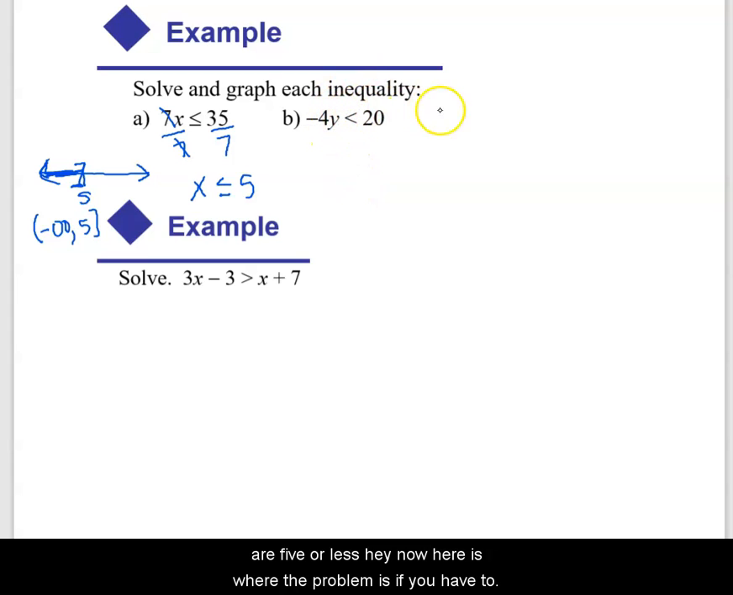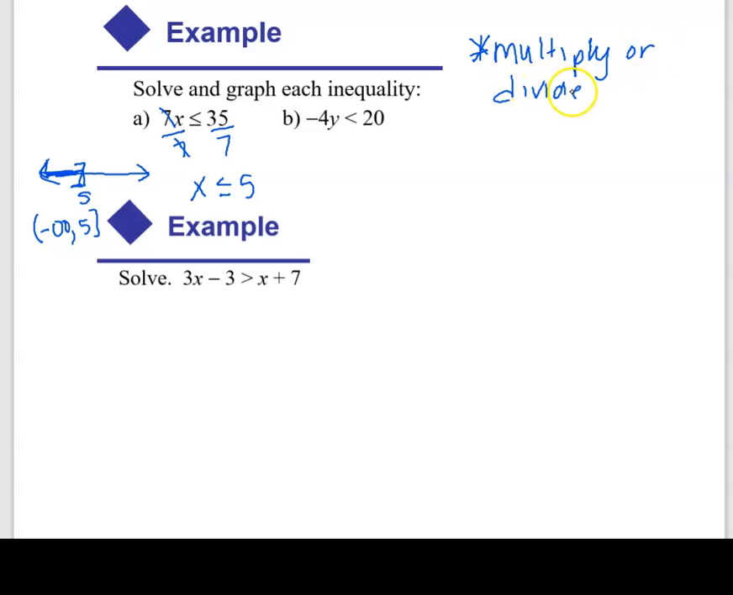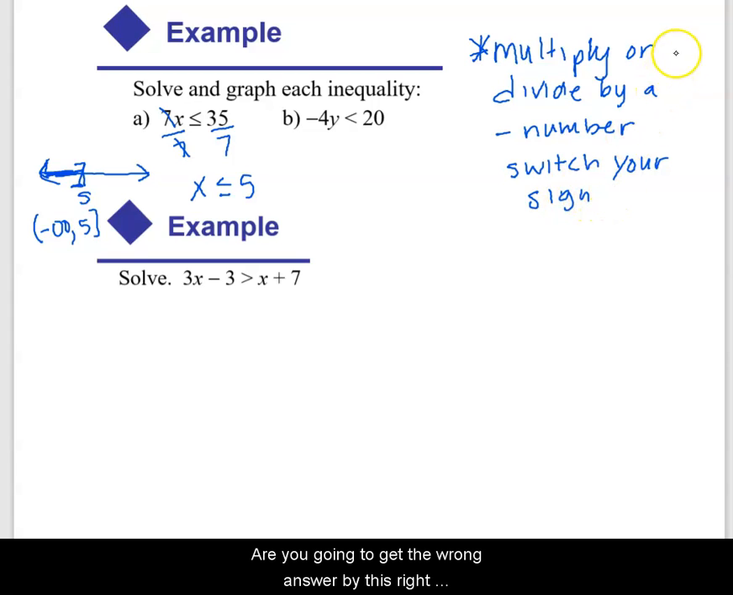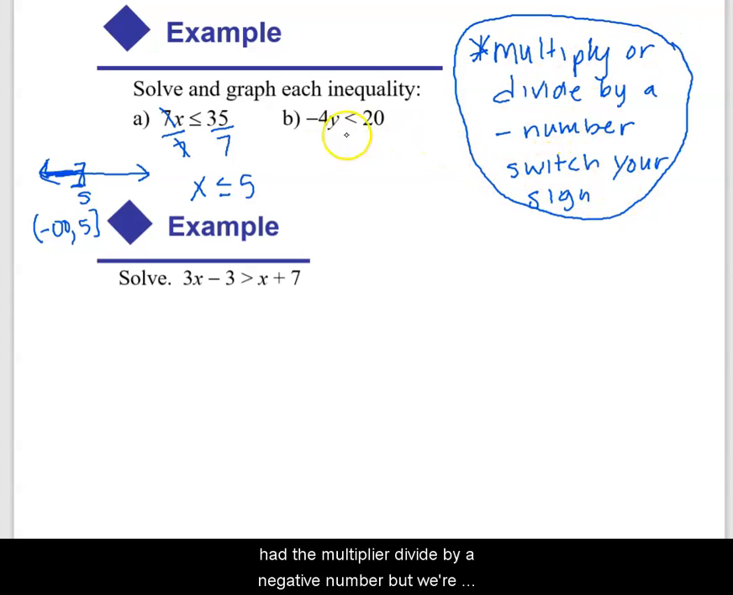Okay, now here's where the problem is. If you have to star this, draw circles around it. This is the only way that this is different. If you have to multiply or divide by a negative number, then you have to switch your sign or you're going to get the wrong answer. Okay, this right here will make you miss a lot of problems. So far, we've not had to multiply or divide by a negative number, but we're fixing to have to.